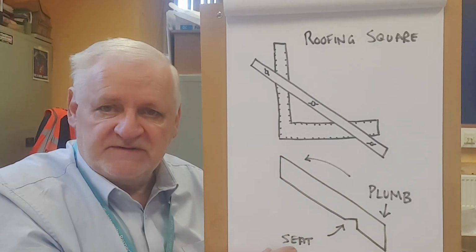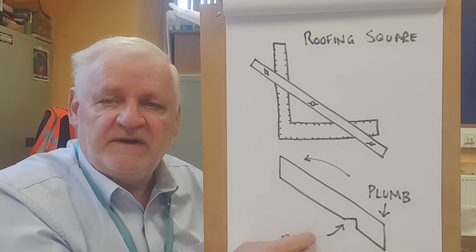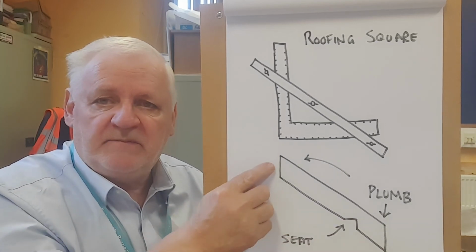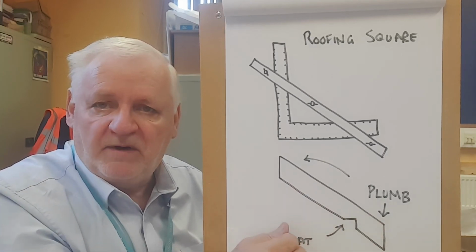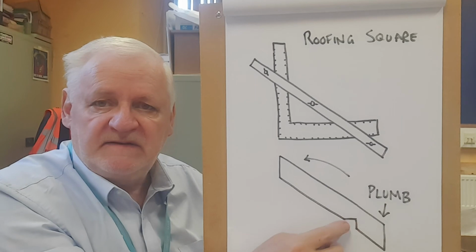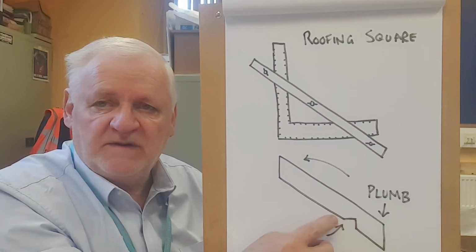But you'll notice here you've got your seat cut, which is the one where it sits on top of the wall plate, and then you've got your plumb cuts, which plumb always means something that's vertical, like with a plumb bob. Those are the vertical cuts, and that's another vertical cut, and this then is the seat cut, the one that's horizontal.